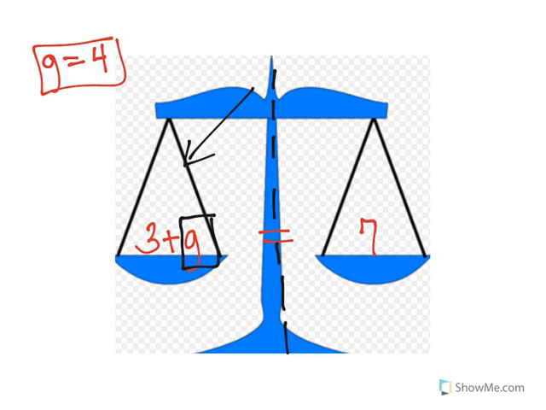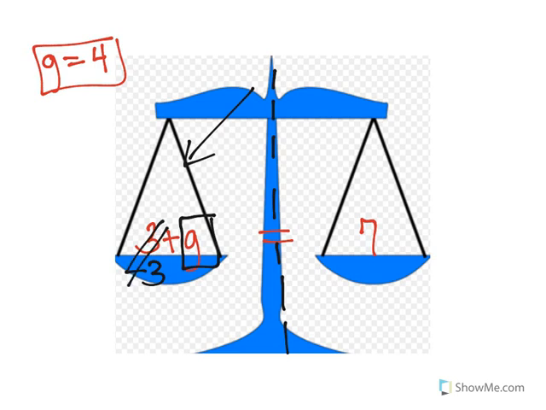You have plus 3 in your room. You want to get rid of plus 3. But how do you get rid of plus 3? By doing the opposite operation. You always got to do the opposite operation. The opposite of plus is minus. So I'm going to take away 3 from this side.